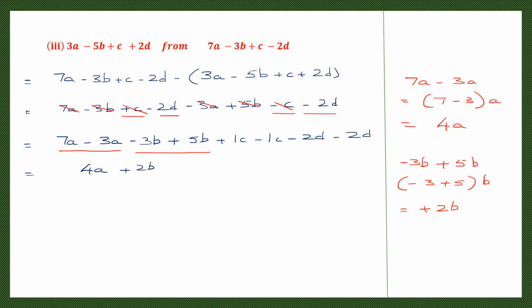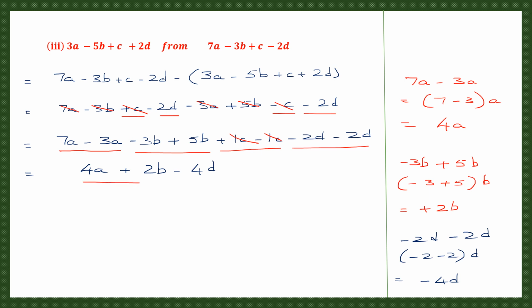Now let's look at the c's. We have plus 1c minus 1c. That means 1 minus 1 is 0, so that gets cancelled. Then here we have minus 2d and minus 2d. Take only the numbers minus 2 minus 2. Signs are the same. Put the same sign and add. 2 plus 2 is 4, so this is minus 4d. So our final answer is 4a plus 2b minus 4d.